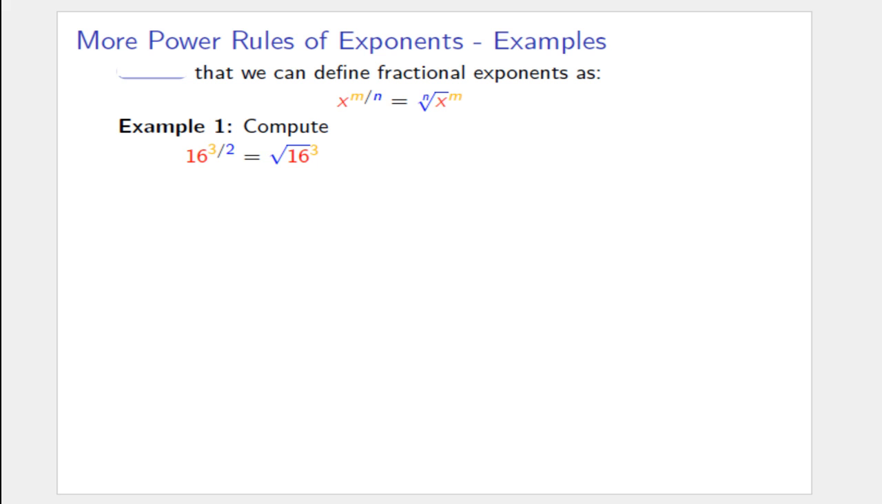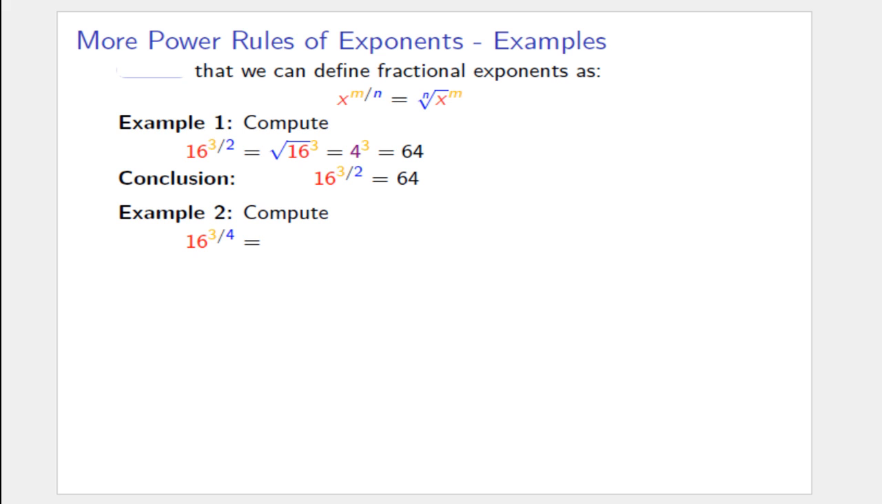Now we can compute the square root of 16 to be 4, which when we raise to the third power is 64. So we can conclude that 16 to the 3 halves equals 64. Next, let's compute 16 to the 3 fourths. Here, we'll have the fourth root of 16 to the third power.